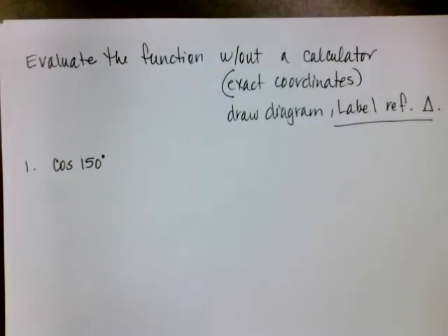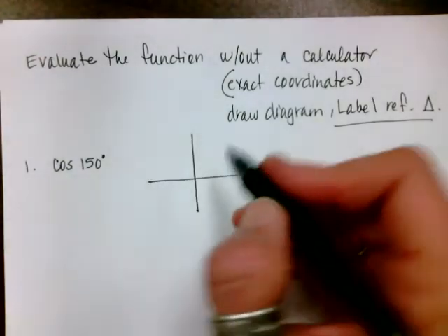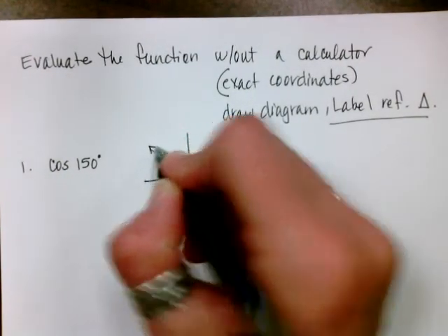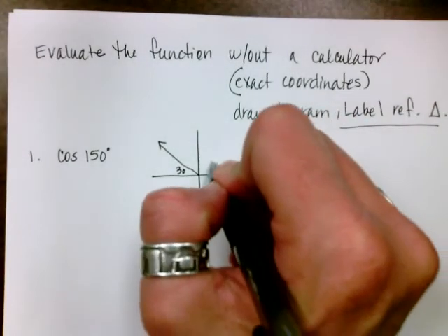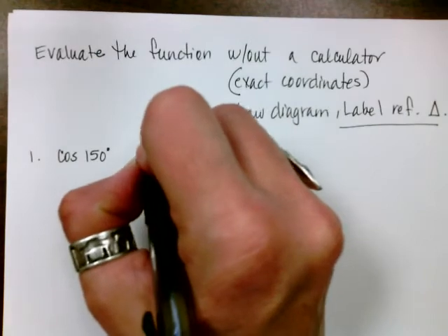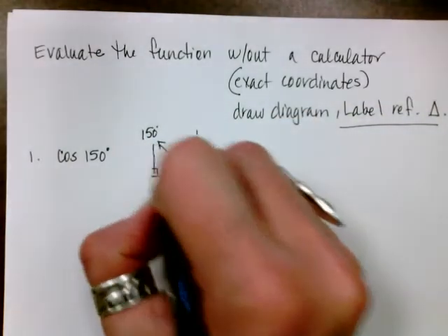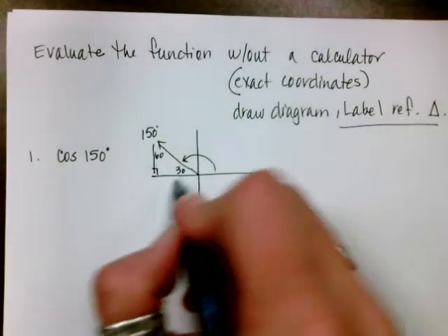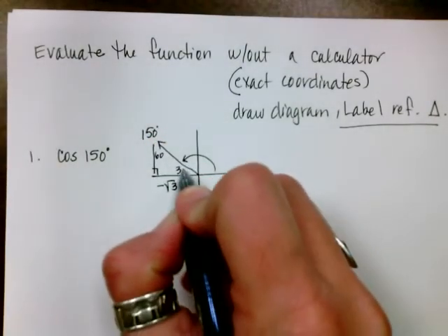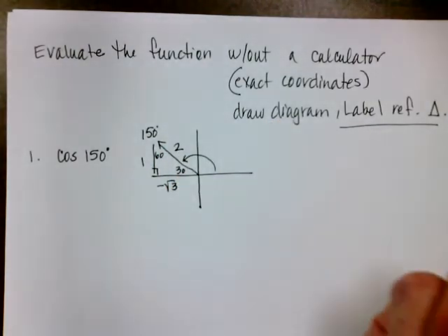No calculator. So the first thing I do is I draw 150 degrees. It is 30 degrees shy of 180. So this is the 150 degree angle. I'm going to draw my reference triangle. So if this is 30, that means that angle is 60. Opposite the 60 is a negative radical 3. Opposite the 30 is 1. And then the hypotenuse is 2.